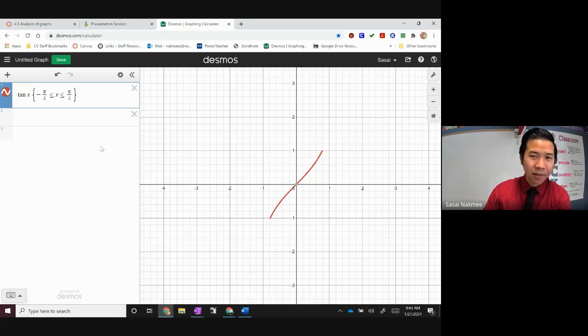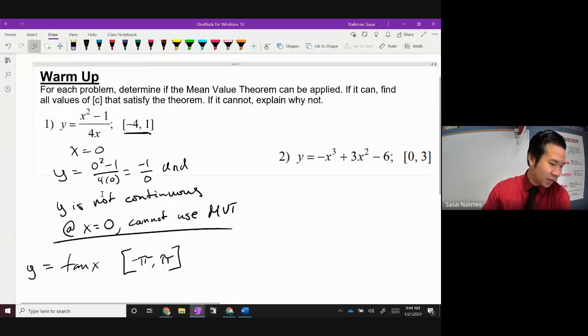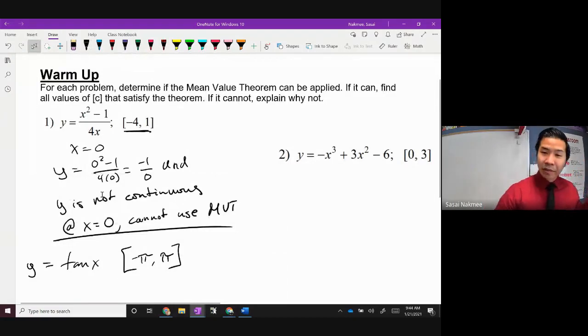You kind of develop it as a secondhand skill as the more problems you do, and you'll see it as you go. Anyways, that's enough of me talking about that. So we can't do number 1. Mean value theorem doesn't apply because it's not continuous at x equals 0. And then you can stop there. You don't have to say anything else.